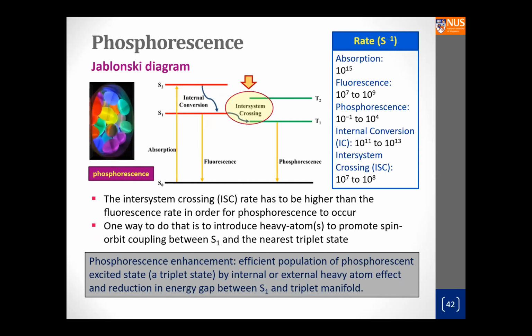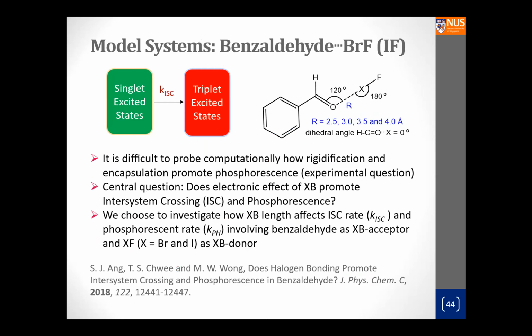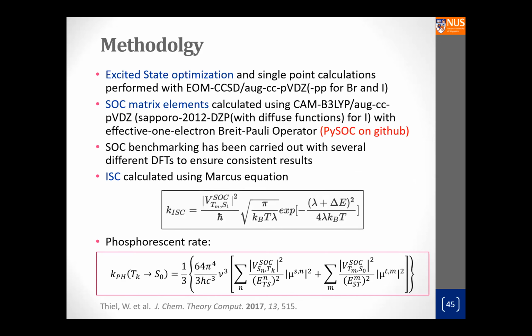I will skip this; you all know this very well. Because of time, I'll go straight on. To answer that fundamental question, we use a very simple system: an aromatic aldehyde interacting with BrF and IF. We calculate the intersystem crossing rate from the singlet excited state to the triplet state, and in particular, what happens to this rate when you interact with a halogen bond donor. Very quickly, we use the Marcus equation to calculate the intersystem crossing rate.